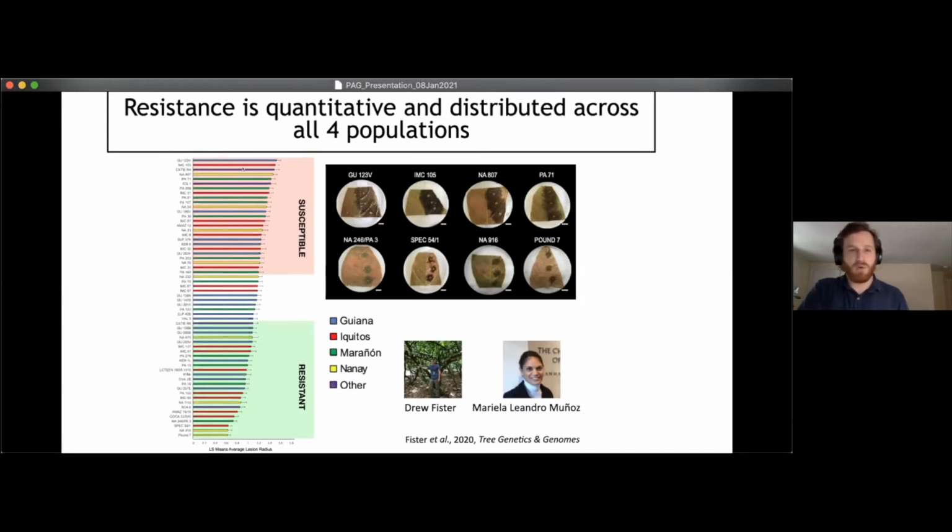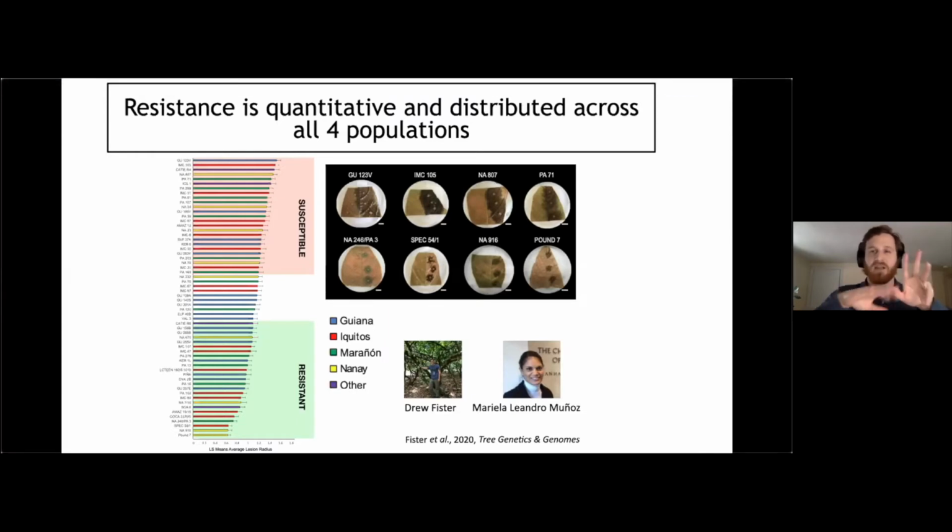And so when we look at all 70 or so genotypes that were investigated, what we see is a gradation from highly susceptible to highly resistant. Here, the y-axis is individual genotype, the x-axis is average lesion radius, the top represents genotypes that are highly susceptible, and the bottom represents genotypes that are highly resistant. And as we can see, there are both genotypes that are considered resistant and genotypes that are considered susceptible within each of these 4 populations.